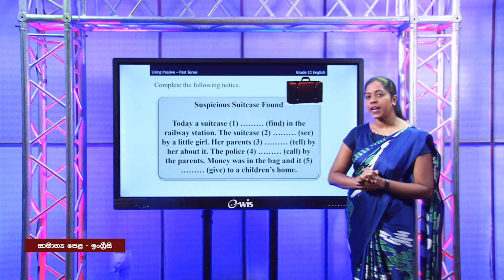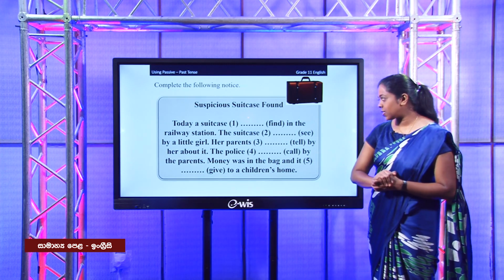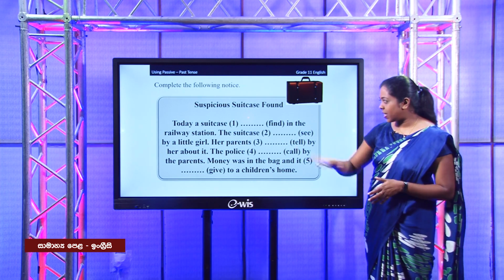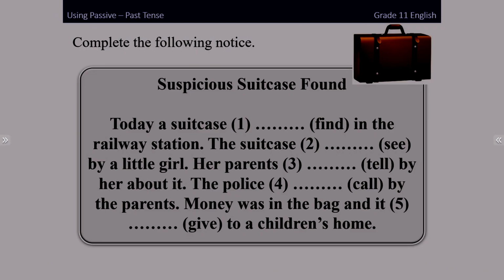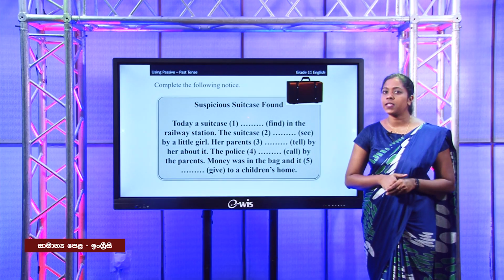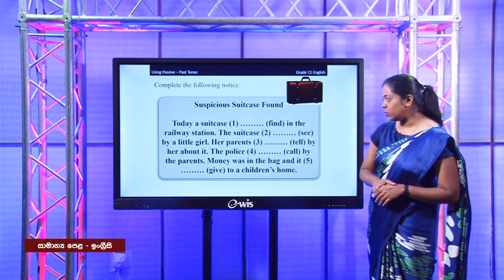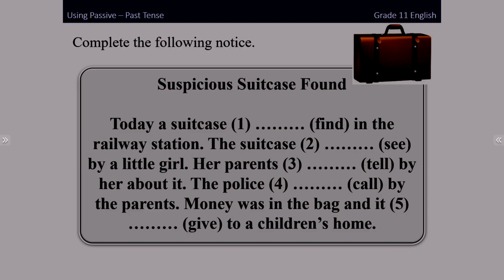Okay, let's go for another activity. Here, your task is going to be quite easy because the entire paragraph is written in the passive form. What you have to do is to use the correct form of the verb. But when you are given such an activity, how do you identify the tense? There can be clues, and in this particular activity you have a clue in the title itself, suspicious suitcase found. So you know that we are talking about a past event. Right. Let me read it for you.